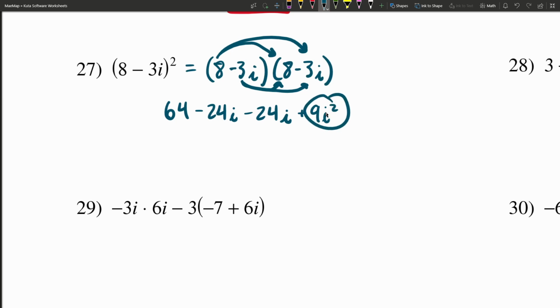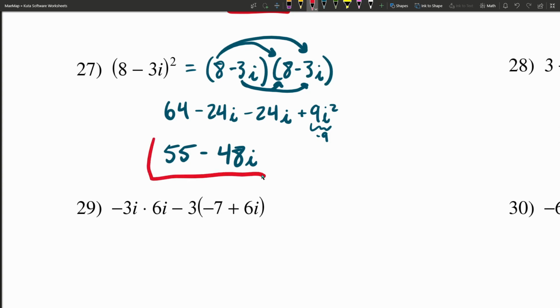But remember, this positive 9i squared is really a negative 9, since i squared is negative 1, and that's multiplied by 9. 64 minus 9 is 55. So we have 55 minus 24i minus 24i, which is minus a 48i. There's our complex number in number 27, 55 minus 48i.